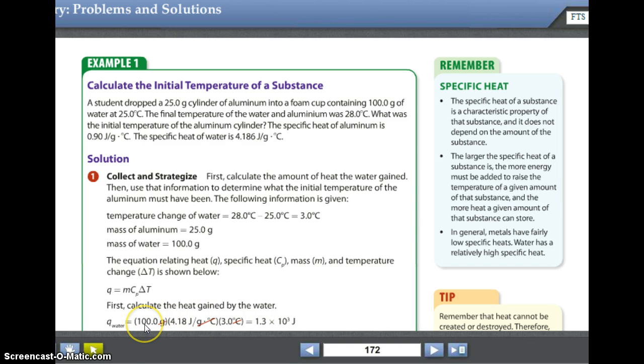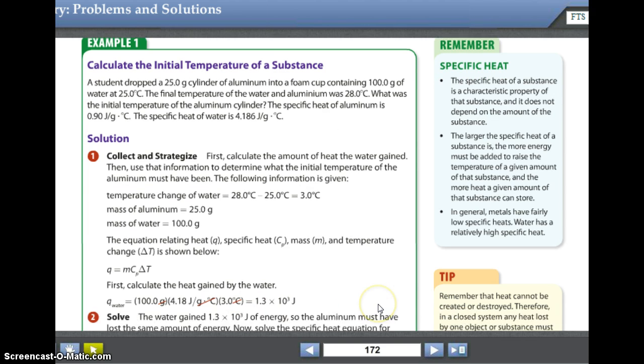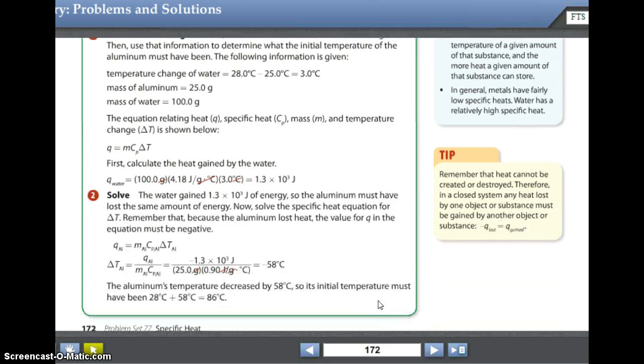Okay, so the mass of the water was 100. The specific heat of water is 4.18. The change in temperature is 3. Multiply it together, we get 1.3 times 10 to the third, or 1,300 joules. Then we're going to keep going. The water gained 1.3 times 10 to the third joules of energy.